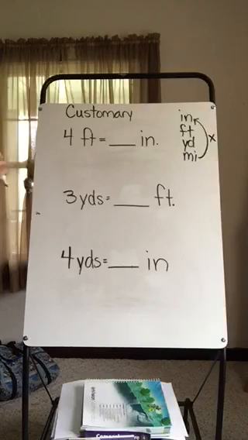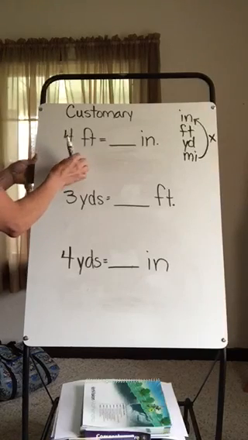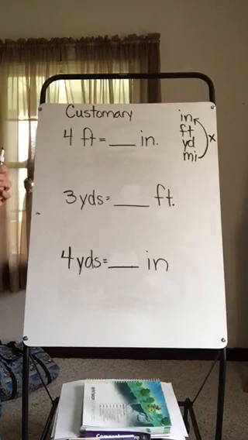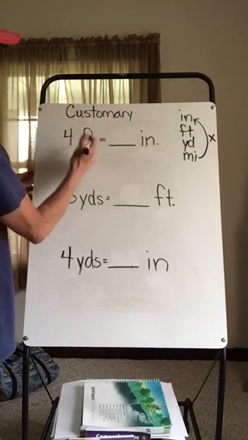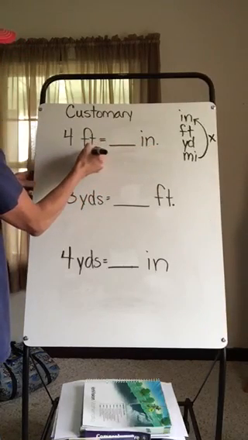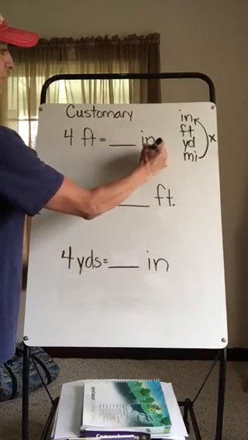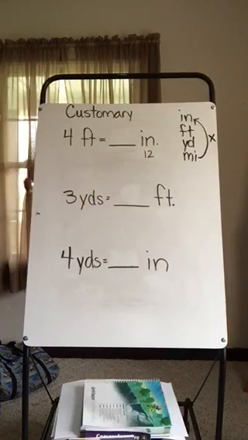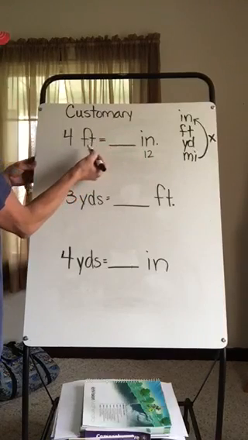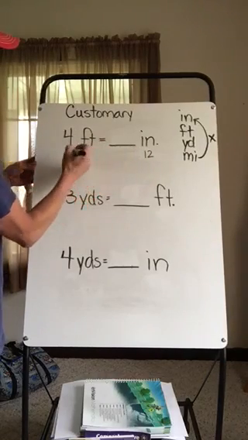Now, we're going to practice with a few. So if I'm going to convert 4 feet and change it to inches, the first question I need to ask myself is, how many inches are in a foot? Okay, how many inches, the one I'm trying to find, are in a foot? I know that there are 12 inches in a foot, and if you don't remember, I did put an anchor chart on your lesson plans today. 12 inches equals 1 foot. So how many inches would be in 4 feet?